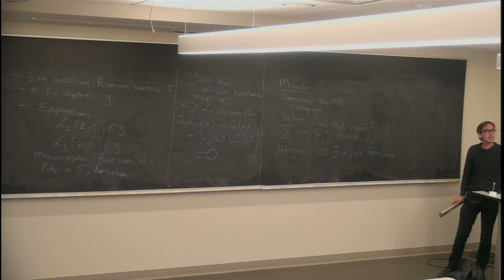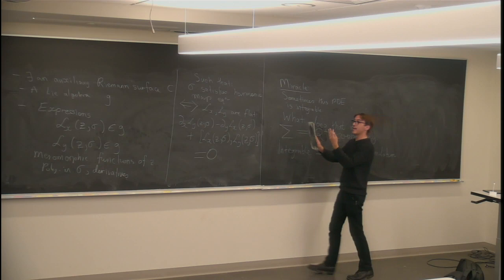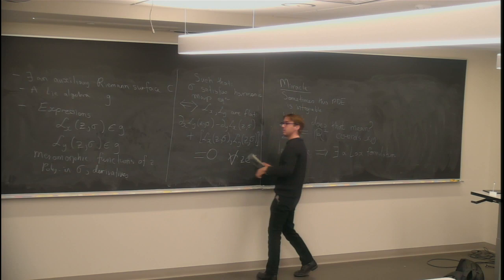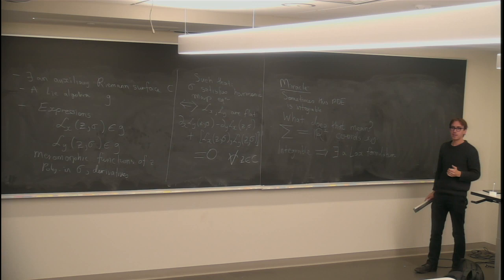Okay, any questions? It's a flat connection on R2. On R2, yes. What's the role of C? z is a point of C. Oh, it should hold for all values of z. So it's a one-parameter meromorphic family of flat connections, which is a structure that happens all the time. So what do you do?